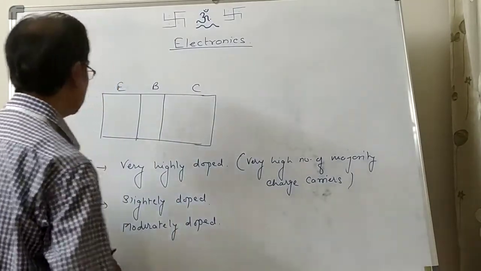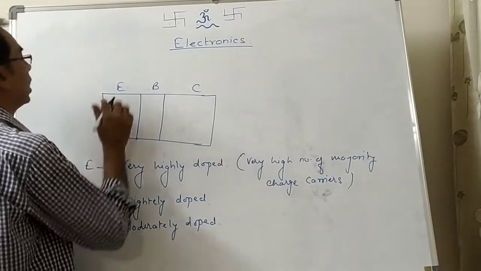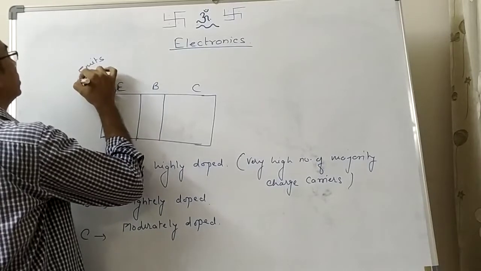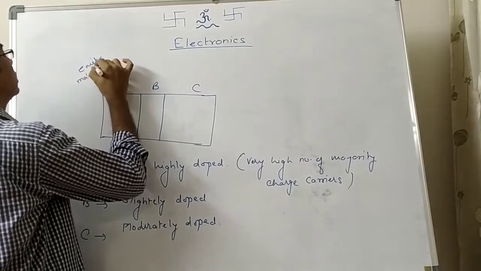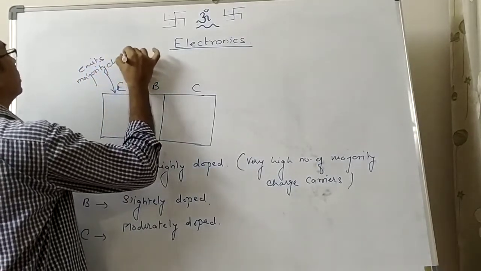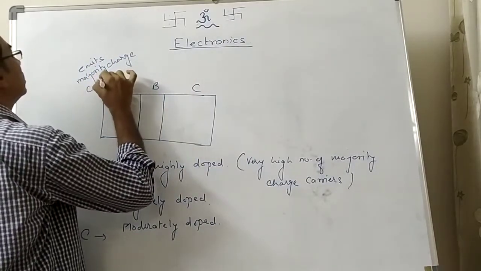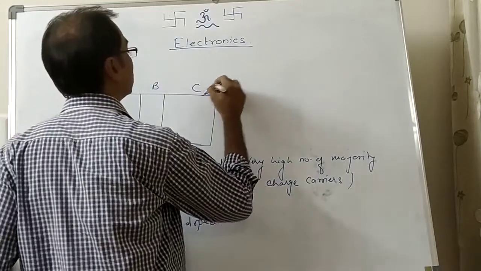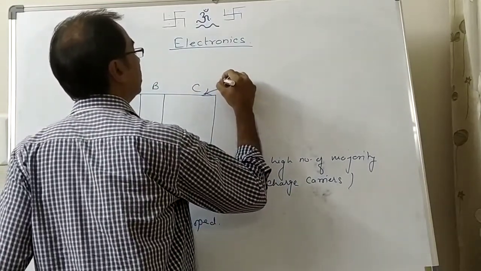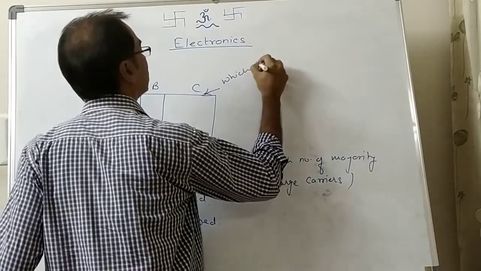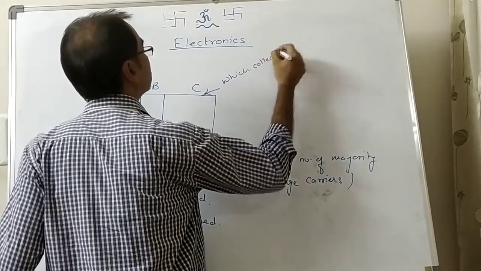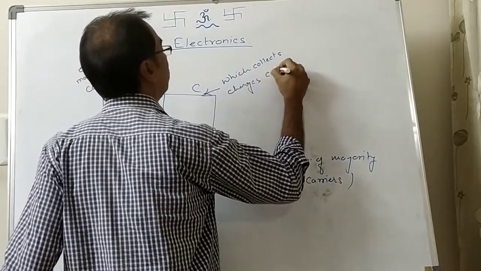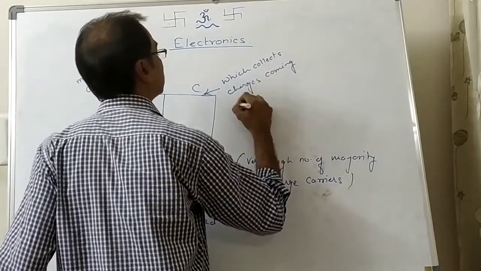Okay, fine. This is called emitter. Emitter means which emits majority charge carriers. Collector means which collects majority charge carriers, which collects the charges coming from emitter.